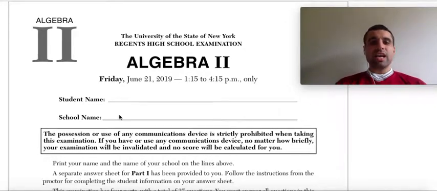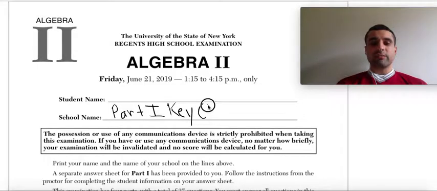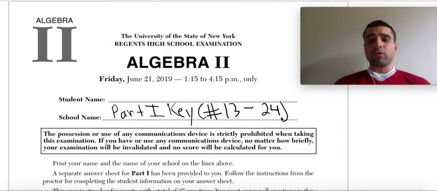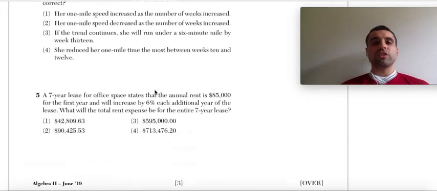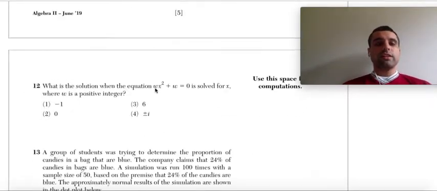It's Mr. Chavla, and in this video I'm going to be continuing the part 1 key for the June 2019 Common Core Algebra 2 exam. In the previous video I went over numbers 1 through 12, the first half of the part 1 multiple choice questions. Now I'm going to wrap up the multiple choice questions, numbers 13 to 24, the part 1 multiple choice questions. And this is Mr. Chavla or Mr. C. And again, it's the June 2019 exam, number 13 to 24. So let's get started at number 13.